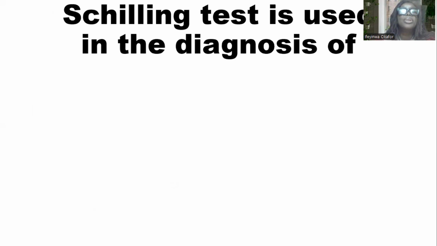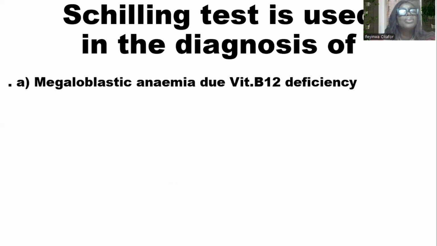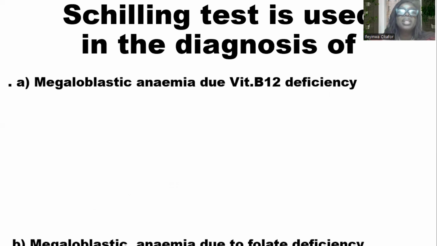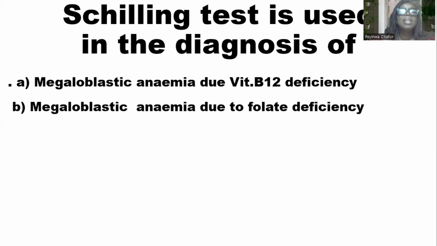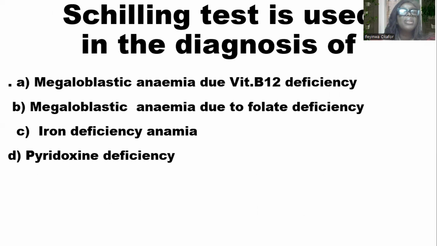Schilling test is used in the diagnosis of, we have megaloblastic anemia due to vitamin B12 deficiency, megaloblastic anemia due to folate deficiency, iron deficiency anemia, pyridoxine deficiency, and the answer is A, megaloblastic anemia due to vitamin B12 deficiency.